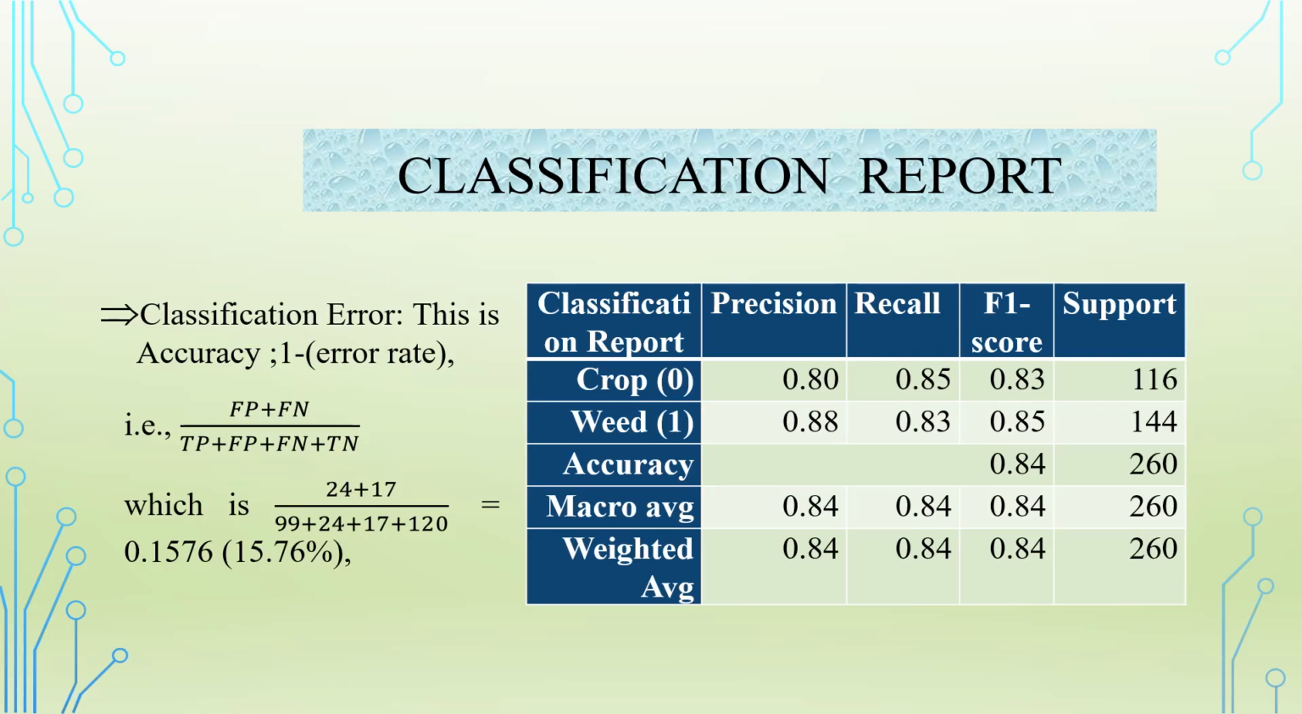The classification report is a performance metric, and it was used to check the precision, recall, the F1 score, and support of the classification model. Looking at the table, it shows that out of 260 data used in testing, 116 were well predicted as crop and 144 were well predicted as weed, which calculated to give the final accuracy of 84%. And this is supported by other classification parameters in this report.